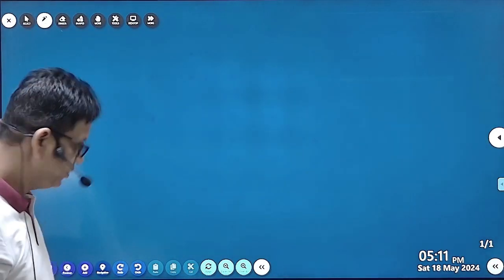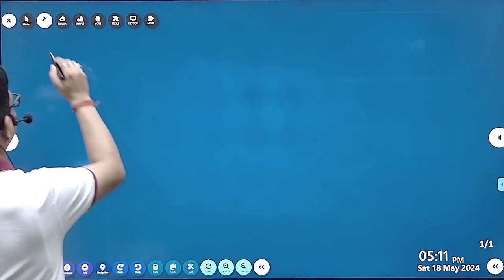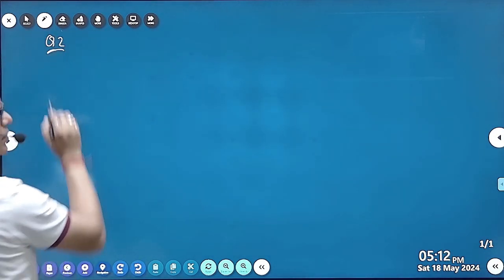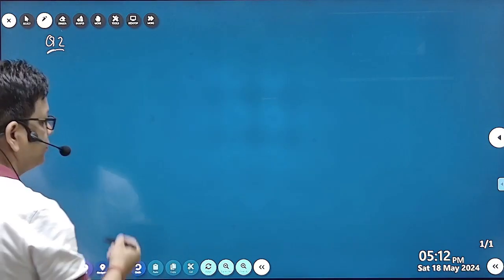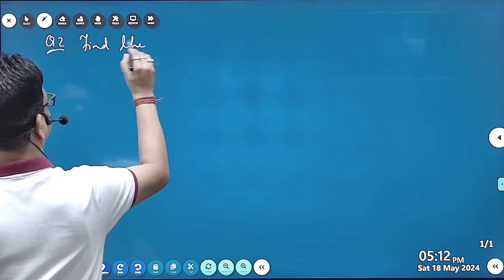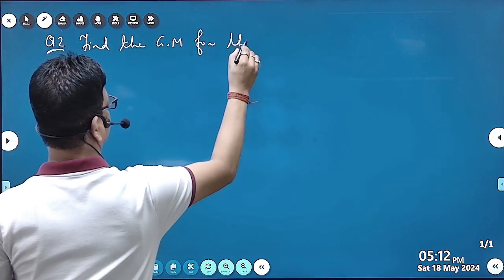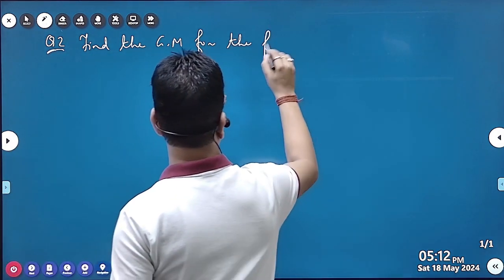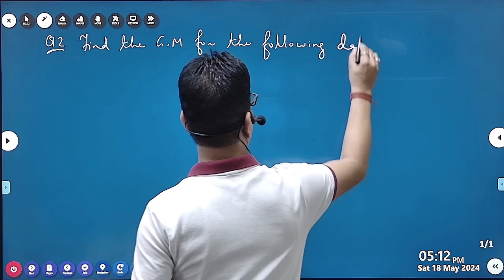So we'll do another question today about the geometric mean, right? We started one question yesterday, so let us go for another question for finding geometric mean. Find the GM for the following data. Find the geometric mean for the following data.